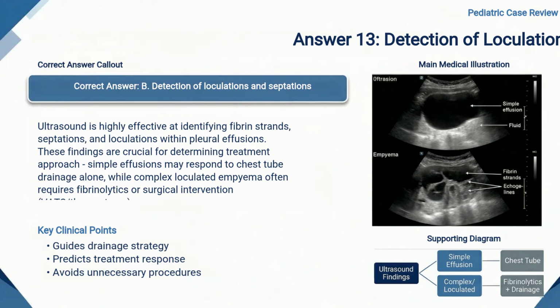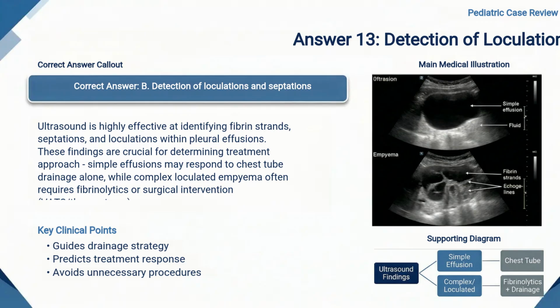Ultrasound is highly effective at identifying fibrin strands, septations, and loculations within pleural effusions, and these findings are crucial for determining the treatment approach. Simple effusions without loculations may respond to chest tube drainage alone, while complex loculated empyema often requires fibrinolytics or surgical intervention, including video-assisted thoracoscopic surgery or thoracotomy. This treatment-guiding function is the primary advantage of ultrasound over chest X-ray.